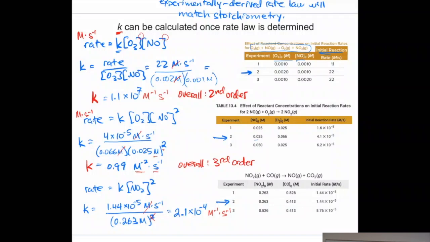Is this reaction second order overall? It is, because look at the rate law. All right? So we're second order, so everything's good.